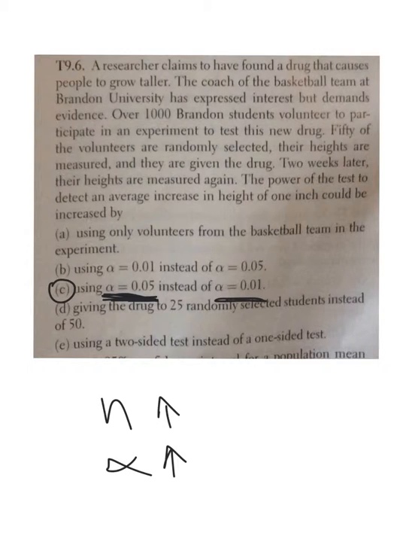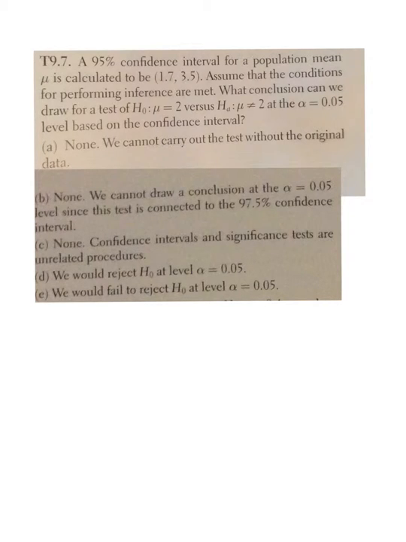And next, number 7. So we are going to have a 95% confidence interval for a population mean, and the interval is somewhere between 1.7 and 3.5. Assume the conditions are met. We're testing for an average of 2. And that's in that interval, isn't it? It's between 1.7 and 3.5. 2 is in there, which means we would fail to reject the null hypothesis.